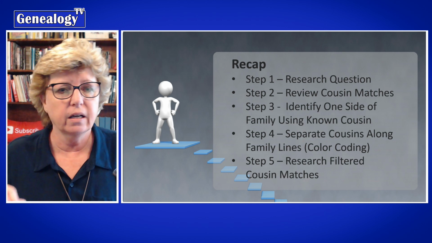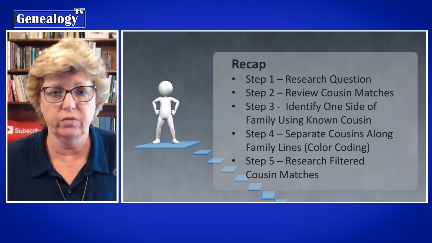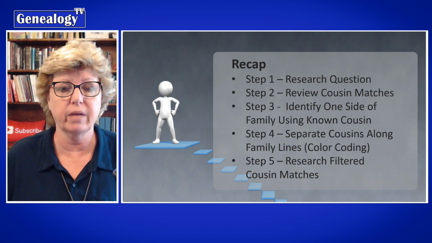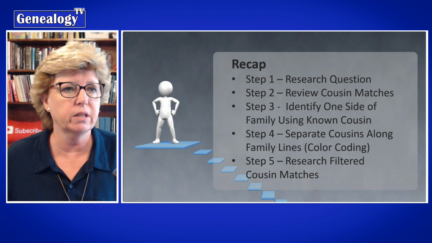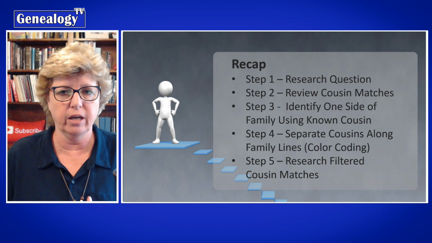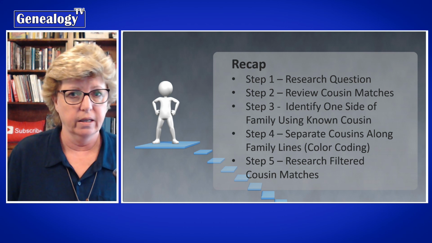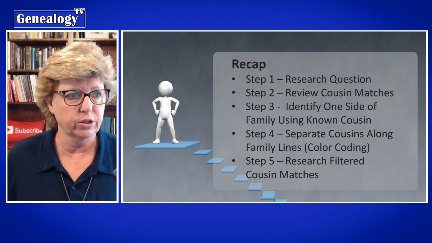And just to recap the 5 steps again, first step is just to figure out what it is that you want to research. Second step is to review the cousin matches in their entirety, unfiltered. The third step is to identify one side of the family by using a cousin match that you know or you suspect is on one line or the other that you're researching.